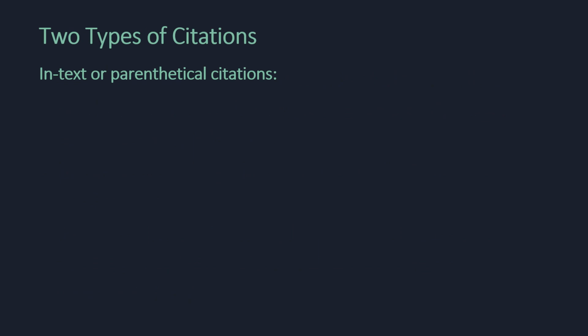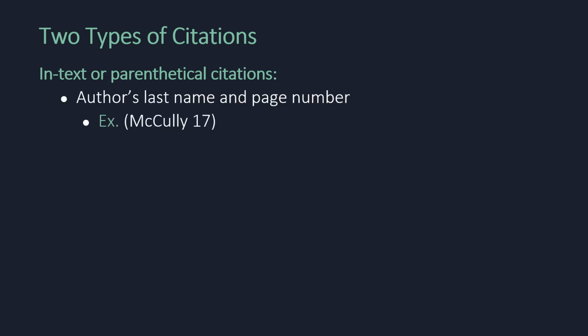There are two types of citation in MLA Style: in-text or parenthetical citation, and the Works Cited page. The basic format of an in-text citation includes the author's last name and a page number. We will cover other scenarios for in-text citations later in this workshop.